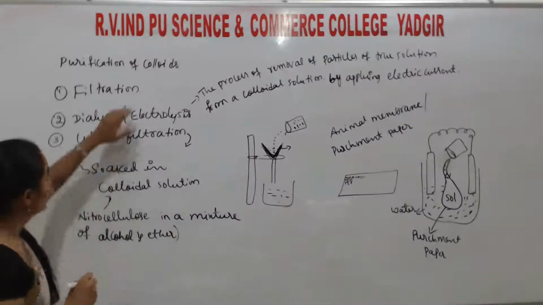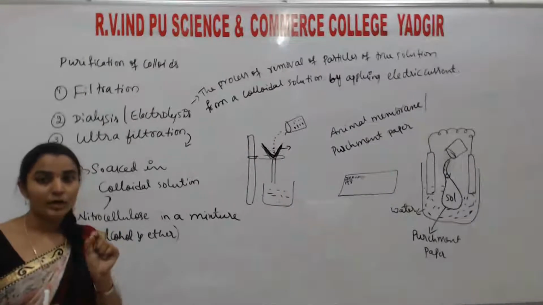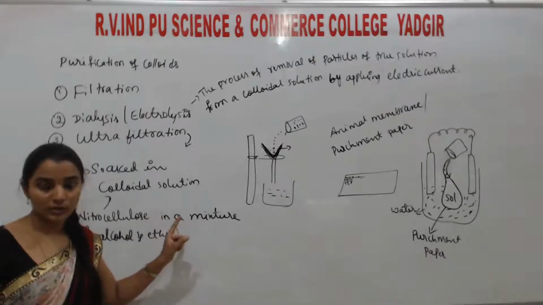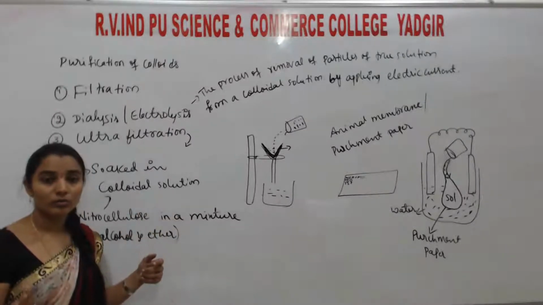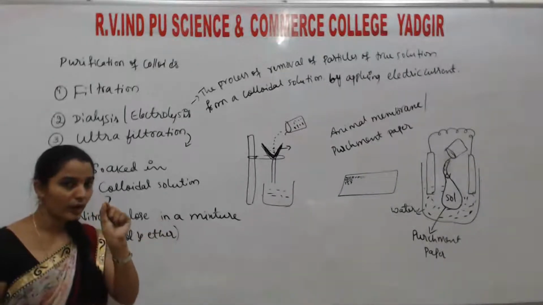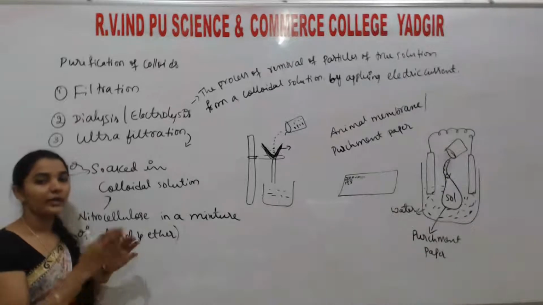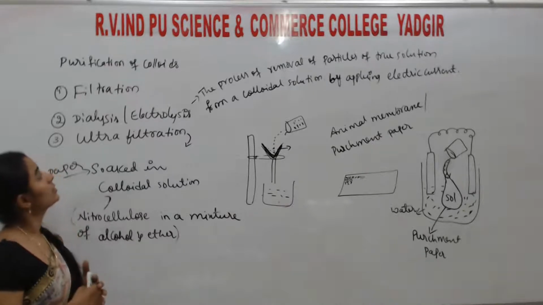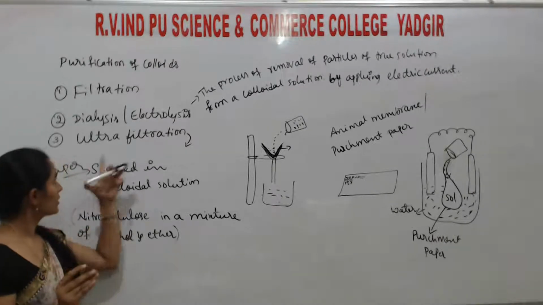This is called a colloidal solution. If the filter paper is soaked in this colloidal solution, then the pores become very small. Not even a small particle of colloid can pass through this. Ultra means more: ultrafiltration, very strong filtration. It only allows true solutions to pass through it. Understand? So these are the processes of purification of colloids: filtration, dialysis, electrodialysis, and also ultrafiltration.